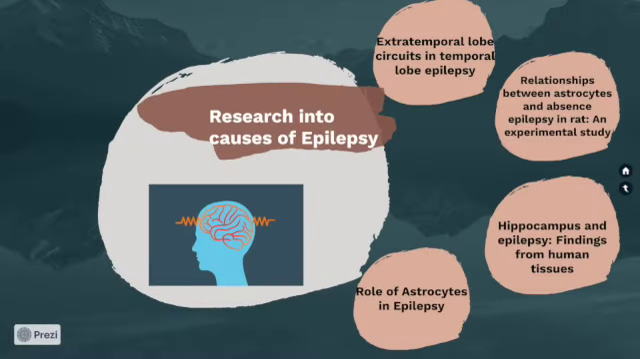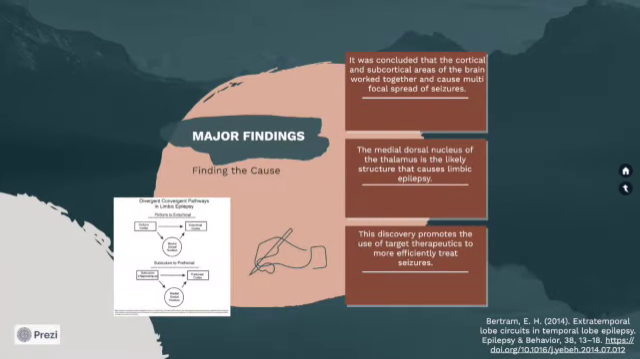The first cause we're going to delve into is extratemporal lobe circuits and temporal lobe epilepsy. The major findings of this paper construed that divergent convergent pathways in limbic epilepsy are actually a relation between the connections between cortical and subcortical areas of the brain. These areas tend to work together and cause multifocal spread of seizures.